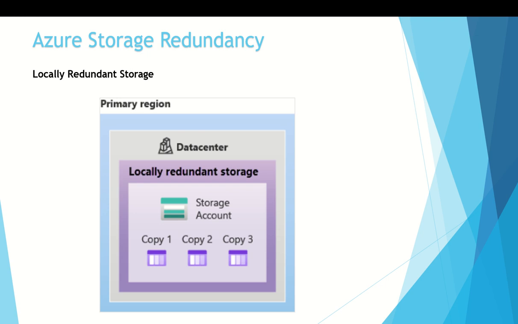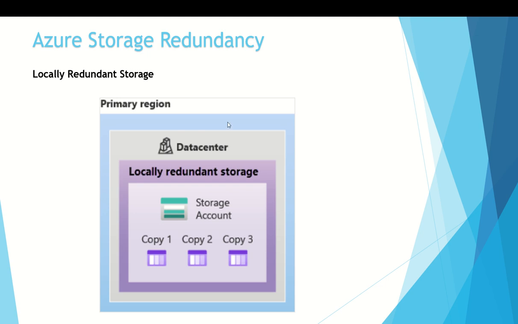To mitigate this risk, Microsoft recommends using zone redundant storage, ZRS, or geo redundant storage, that is GRS, or geo zone redundant storage, that is GZRS. So local redundant storage replicates the data 3 times within a single data center in the primary region. LRS provides at least 11 nines of durability, that is 99.999999999% of objects over a given year.